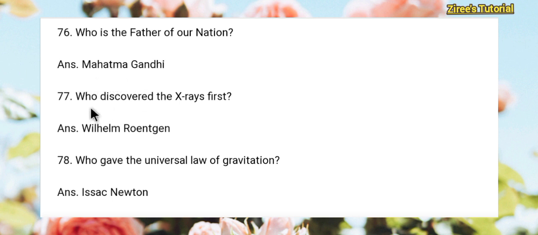Who discovered the X-ray first? It was discovered by W. Roentgen, Wilhelm Roentgen. Next question. Who gave the universal law of gravitation? So Isaac Newton is the answer. Isaac Newton gave the universal law of gravitation.